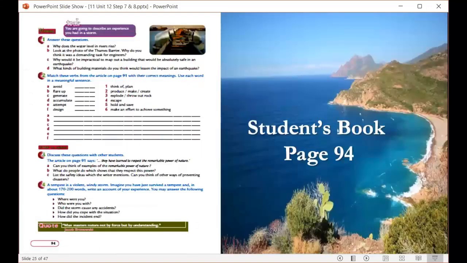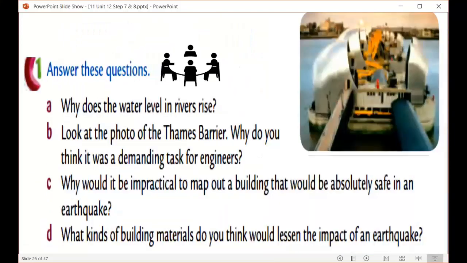Now, my dear pupils, I want you to open your syllabus book, page 94. Let's answer the questions there. Yes, exercise one, we have to answer these questions. A: Why does the water level in rivers rise? Why do you think the water in rivers rises?